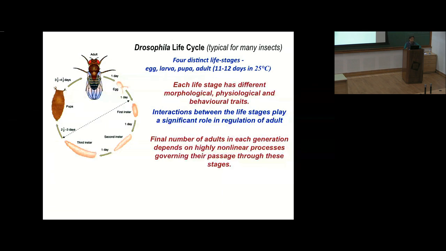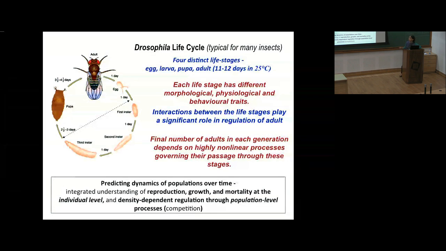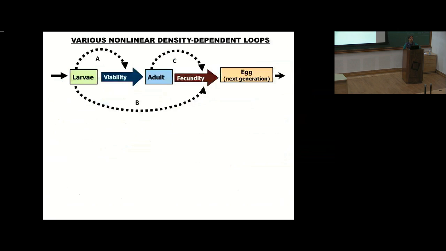So we can only model, we can't really be the larvae and see what goes on. What we are trying to look at is predicting the dynamics of populations over time. So my model is something where I should be able to plot the number of adults at every generation. But I have to integrate my understanding about reproduction, growth, mortality at the individual level and the density dependent regulation at the population level, which means computation. So both these things have to go into the model. This is one of the kinds of modeling which is done today. Here is one of the models you can think of.